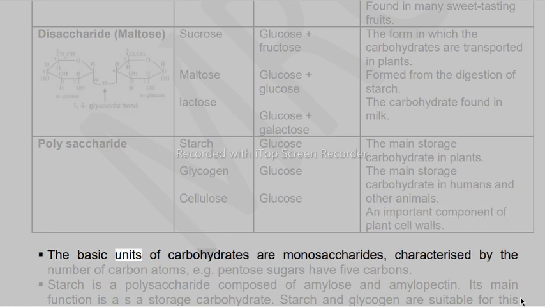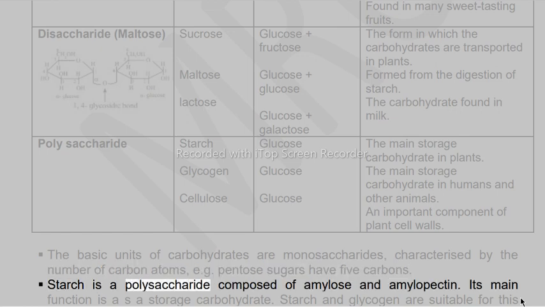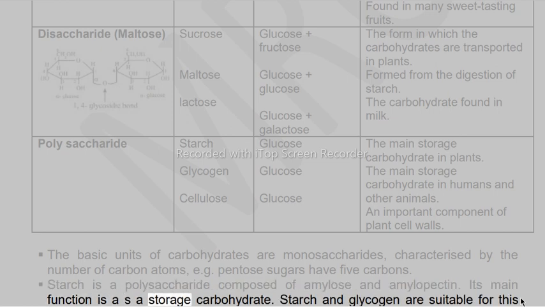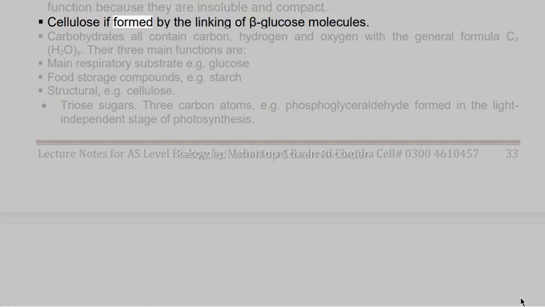The basic units of carbohydrates are monosaccharides, characterized by the number of carbon atoms, e.g. pentose sugars have 5 carbons. Starch is a polysaccharide composed of amylose and amylopectin. Its main function is as a storage carbohydrate. Starch and glycogen are suitable for this function because they are insoluble and compact. Cellulose is formed by the linking of beta-glucose molecules.